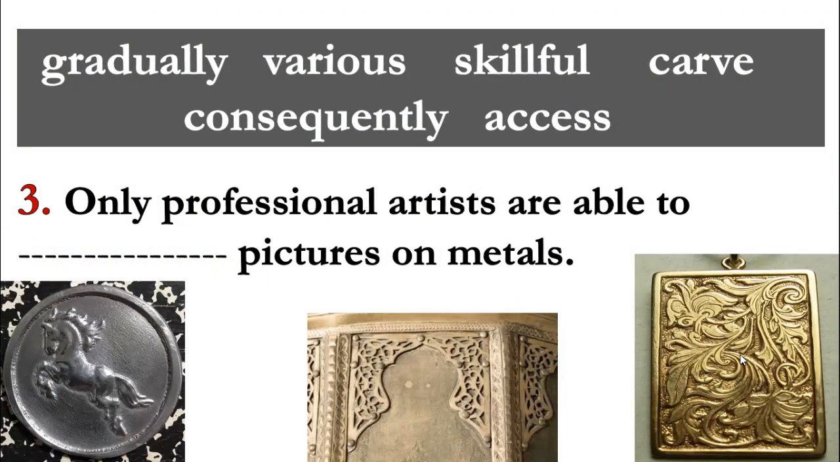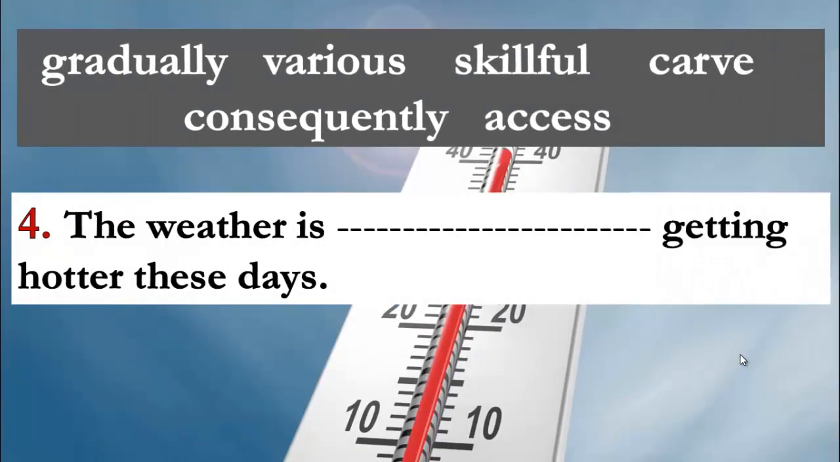Number 3, only professional artists are able to space pictures on metals. We want a verb here. That's right. Curve. Curve. Number 4, the weather is space here getting hotter these days. Excellent. It's going to be what here? Gradually, step by step, getting hotter these days.